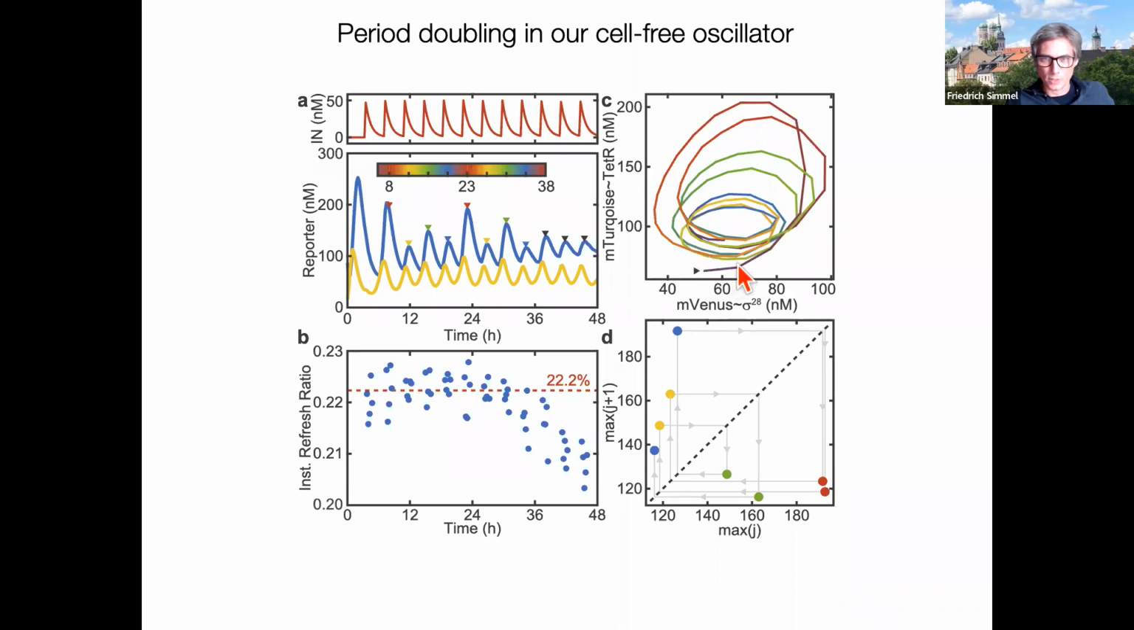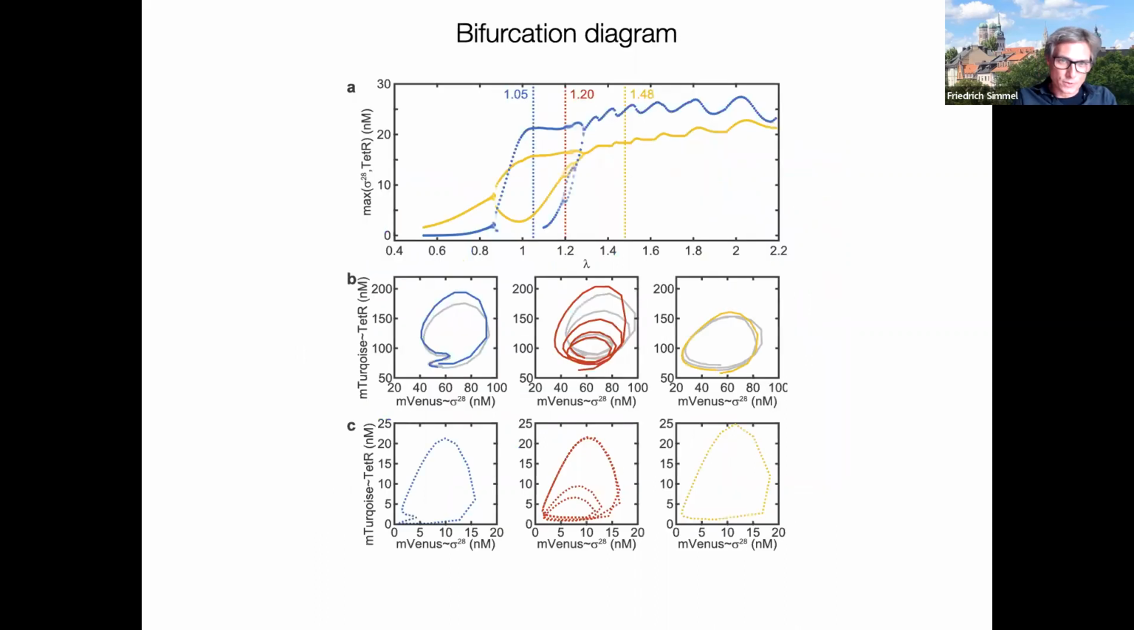So the system runs around. It's difficult to see. It first runs here, and then it makes this cycle, and then it goes like this here, and then it goes to the big cycle again. So this is an indication of period doubling in such a cell-free oscillator, which has not been observed so far, as far as we know.